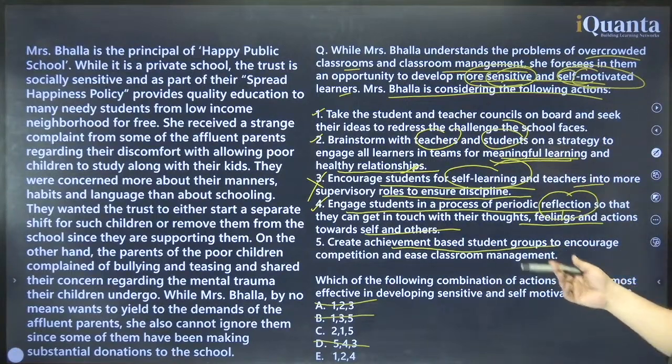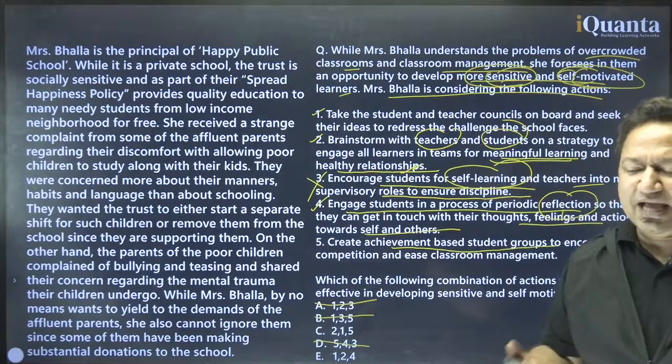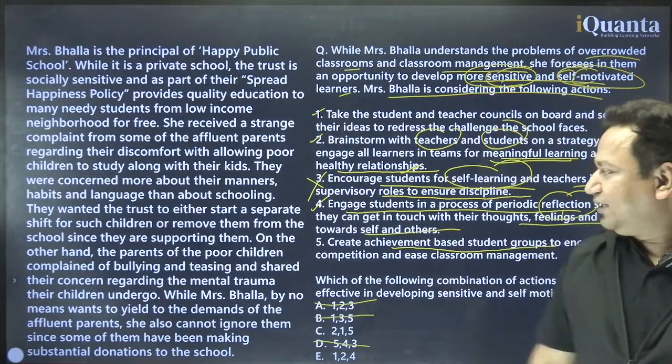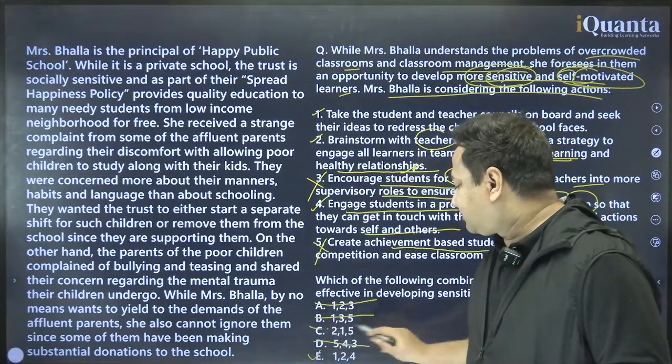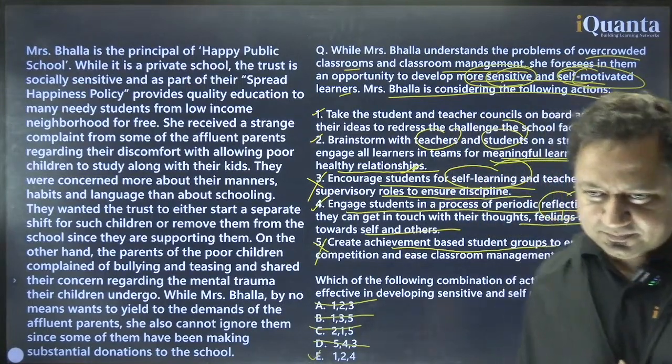Achievement based. यहाँ तो competition और बढ़ेगा probably. Again the same thing will happen, that rich will try to bully poor. So 5 will not be a better choice. It will be 4. We'll go with option E. Clear?